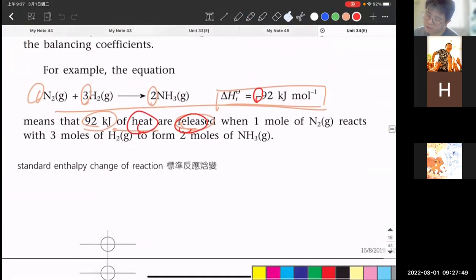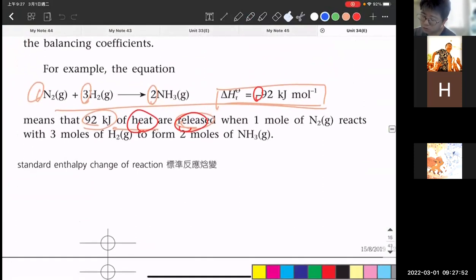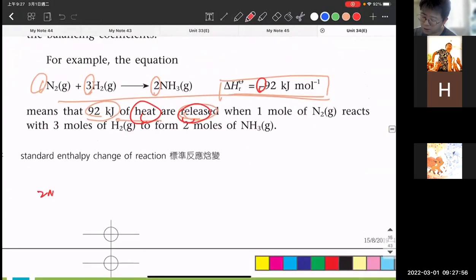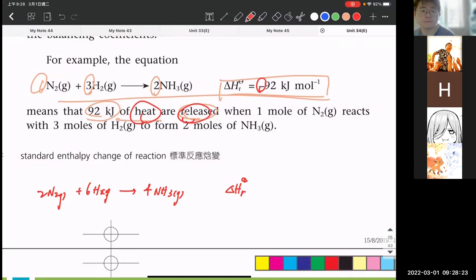So what is the hidden message? If you have 2 moles of nitrogen with 6 moles of hydrogen gas to form 4 moles of NH3 gas, what is the delta H of reaction, the standard enthalpy change of reaction for this? Minus 184, so yes, kilojoule per mole.